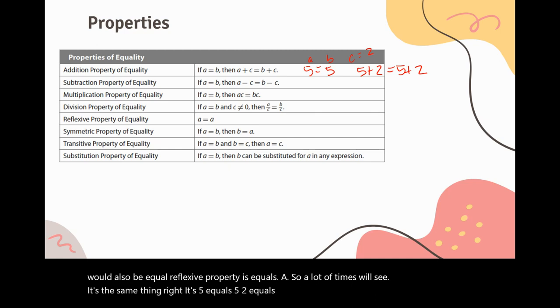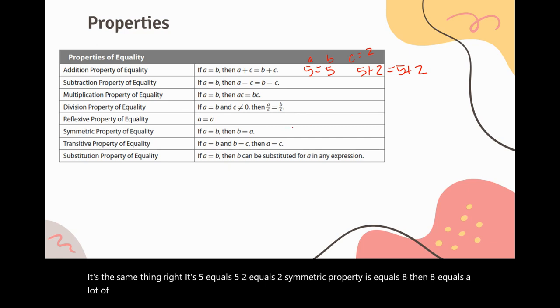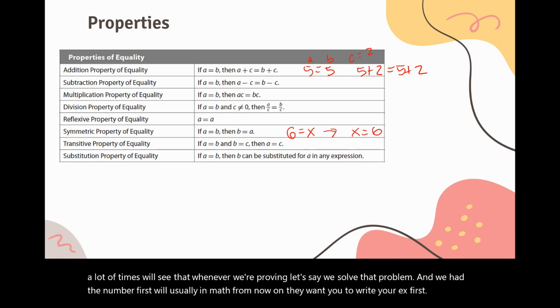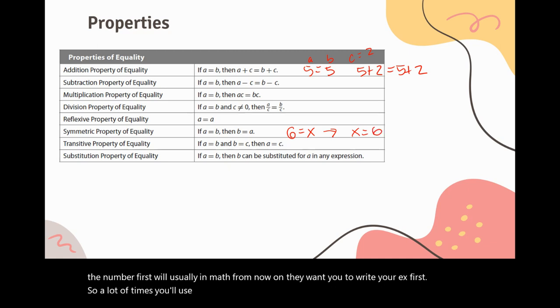Symmetric property is if A equals B, then B equals A. A lot of times we'll see that whenever we're proving, like let's say we solved a problem and we had a number first. Well, usually in math from now on, they want you to write your x first. So a lot of times you'll use symmetric property for that.